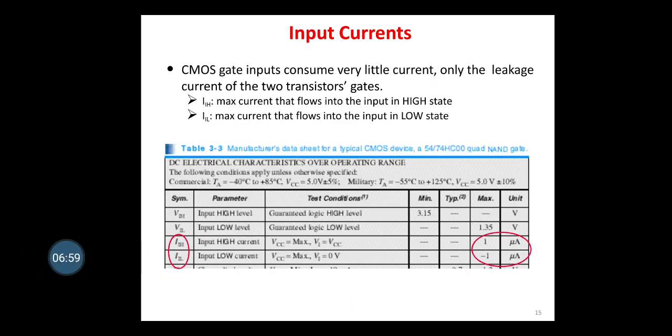Now next is input currents. As this chapter is completely defining the CMOS gates, CMOS gate inputs consume very little current, only the leakage current of the two transistor gates. So for that, IIH is the maximum current that flows into the input in the high state, and IIL is the maximum current that flows into the input in the low state. So here IIH and IIL are marked, you can see in the data sheet.